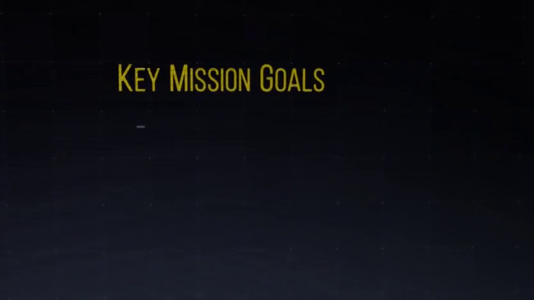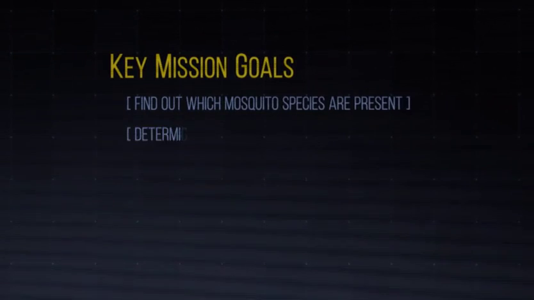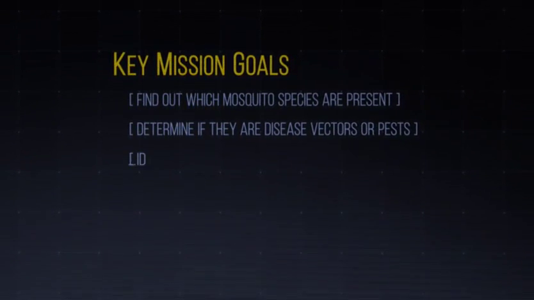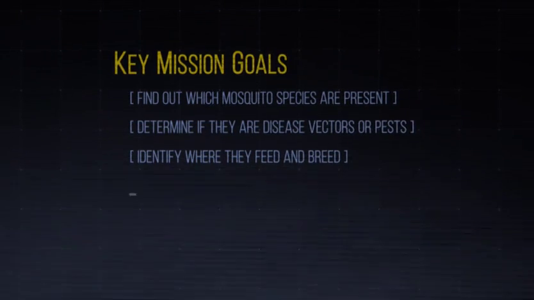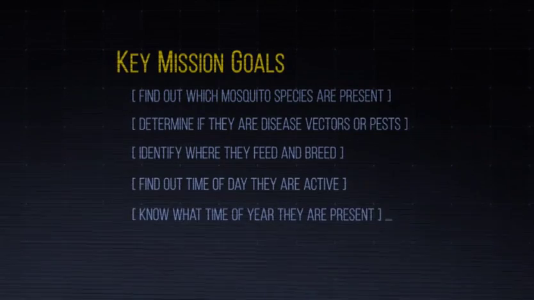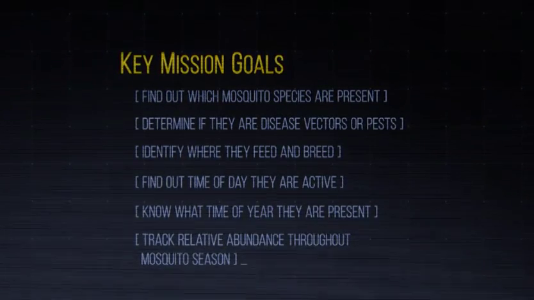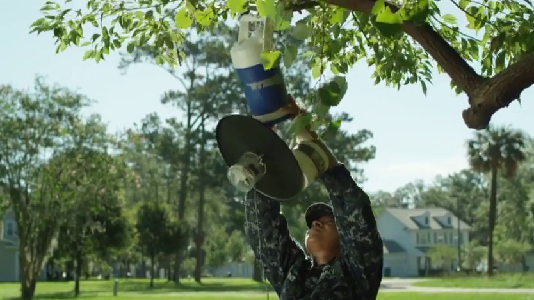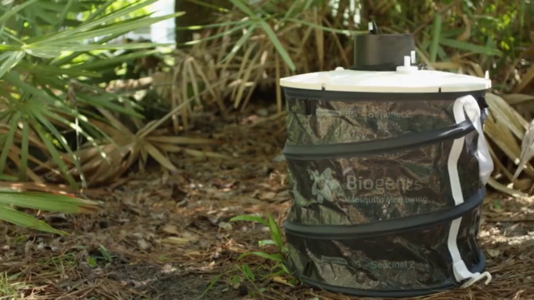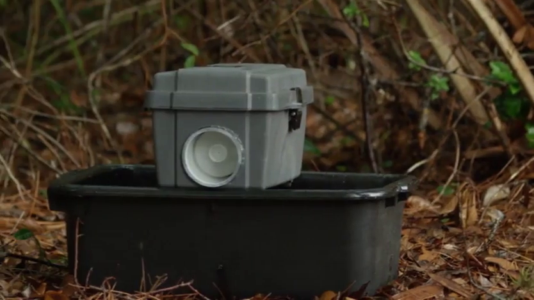Key mission goals include finding out which mosquitoes are present in the area, determining if mosquitoes are disease vectors or nuisance pests, identifying where they feed and breed, the time of day they're active, and what times of year they are present, as well as tracking their abundance throughout mosquito season. Understanding how to make the best mosquito trap choices for your base's surveillance efforts can help your team prevent human exposure to a wide range of terrible diseases.